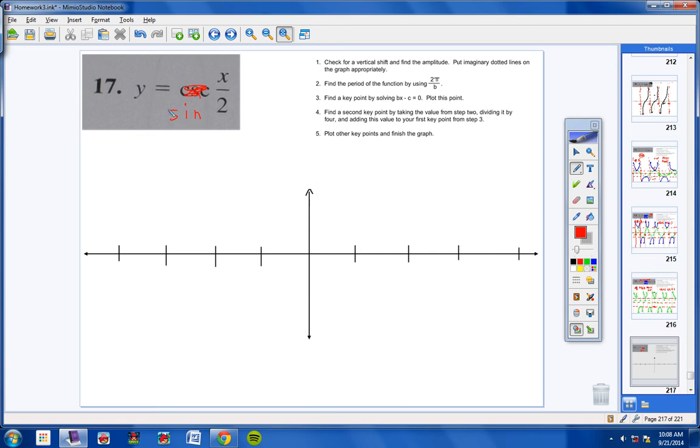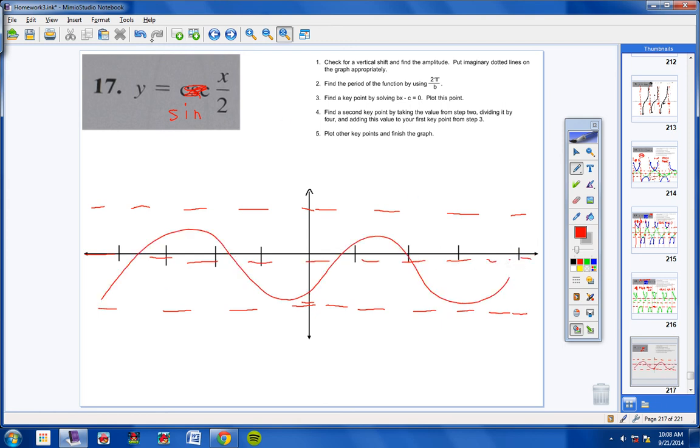The multiple in front of the sine is 1, so we're going to go up 1, down 1, and put some very quick horizontal asymptotes here, top and bottom, and then we'll put a dotted line for the middle of the graph, and our graph will go in here somewhere. Step 2, find the period. So the period is 2 pi over b. Now remember, students, x over 2 is the same thing as 1/2 x, so your coefficient of x is 1/2.